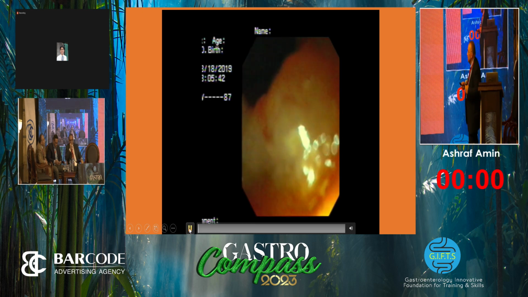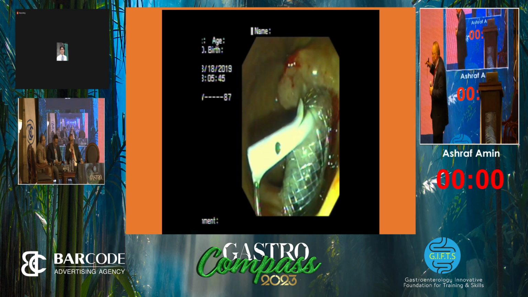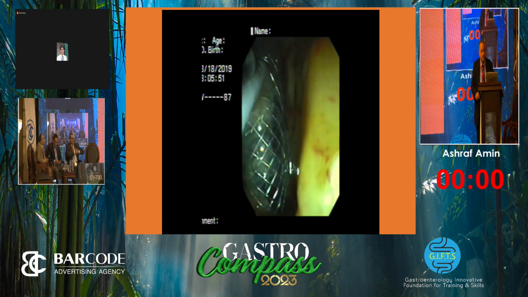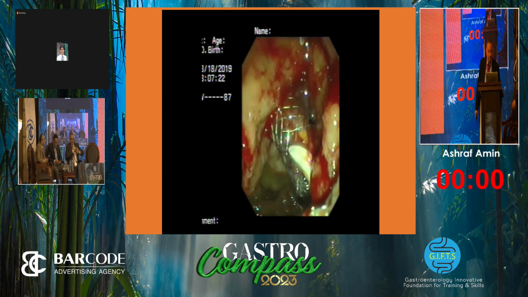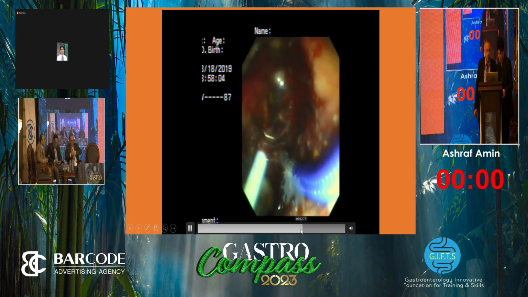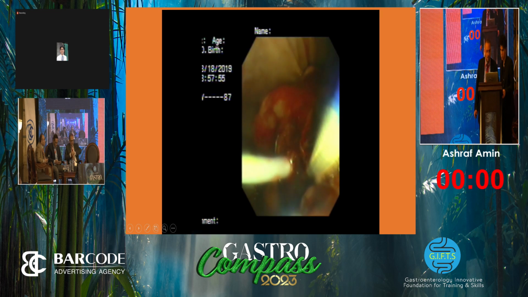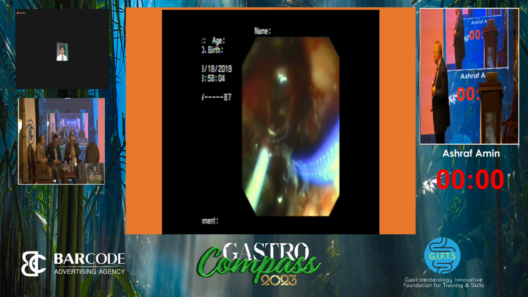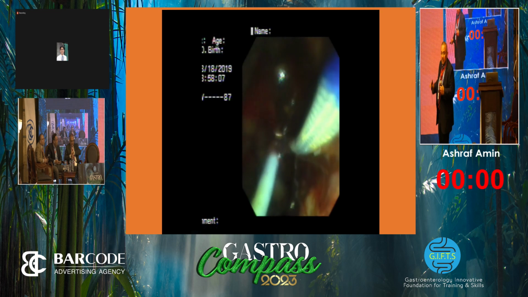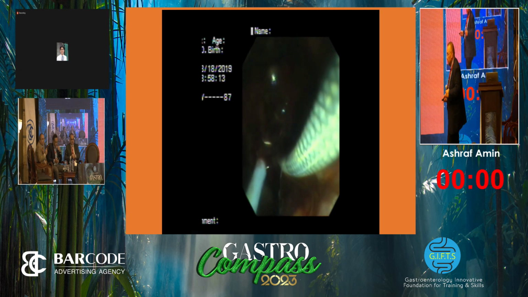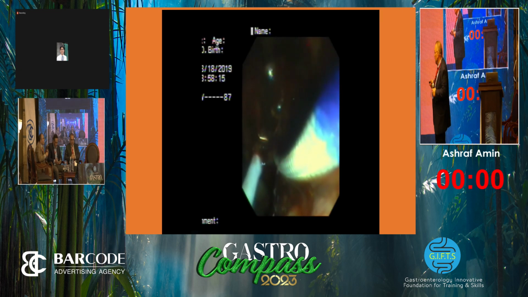The second step is that I put another metallic stent. Okay, this is the second metallic stent. Inside the remaining half, the other half of the metallic stent. So I put the metallic stent under vision.